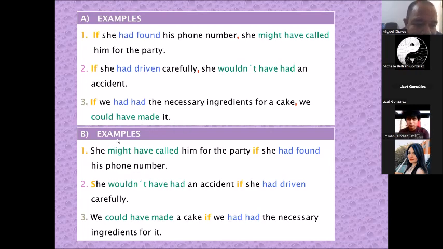Let's check the second examples. In these examples, we have first the main clause. She might have called him for the party if she had found his phone number. She wouldn't have had an accident if she had driven carefully. We could have made a cake if we had had the necessary ingredients for it. Then remember that in the third conditional, we have these two structures to use.